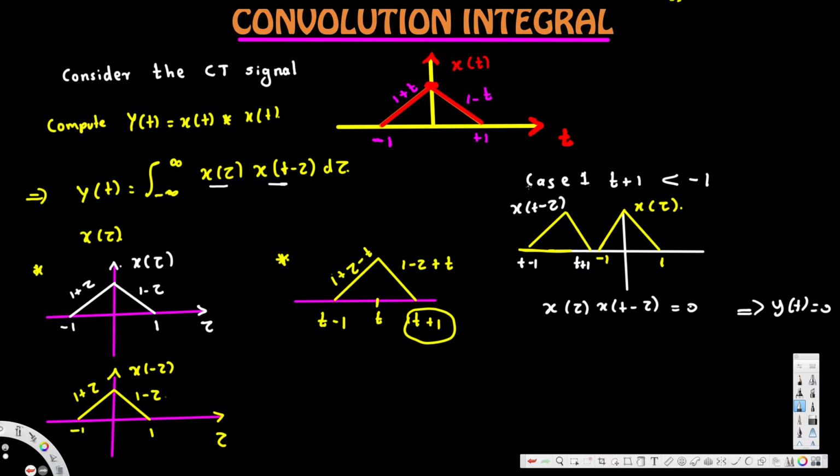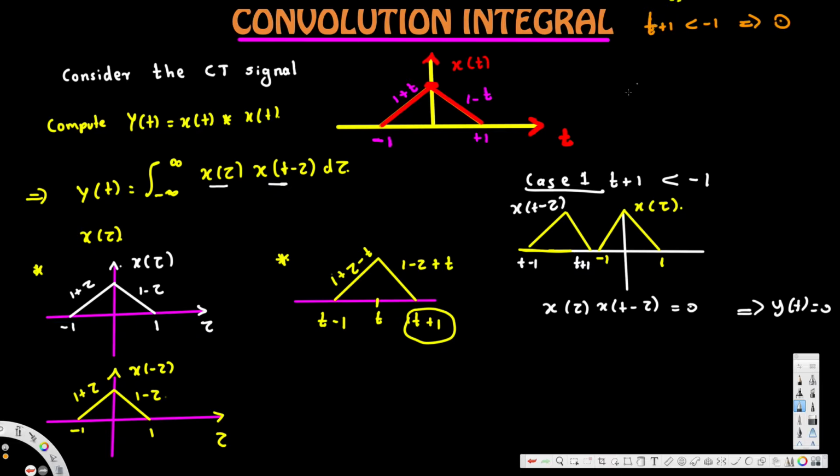This is case 1, the first case, when t plus 1 is less than -1. So we can note that one down here. I'm going to note it down here: t plus 1 less than -1 gives us 0.